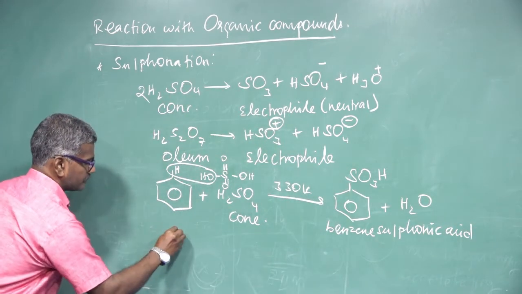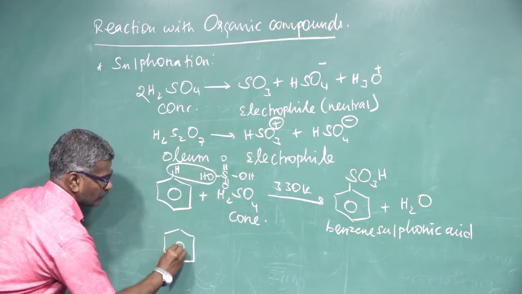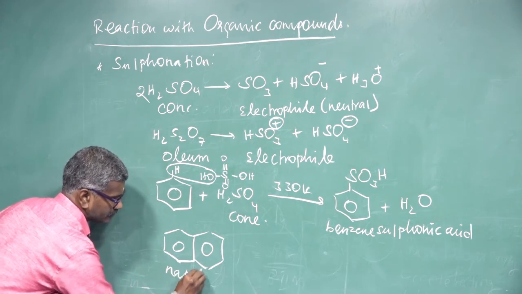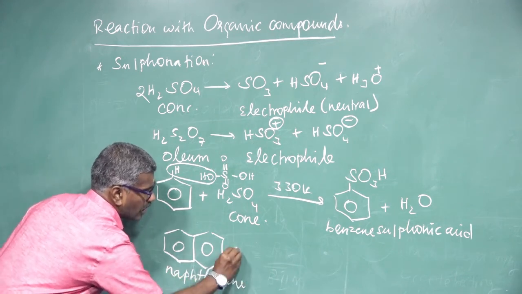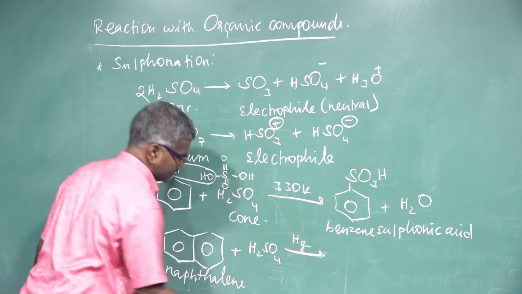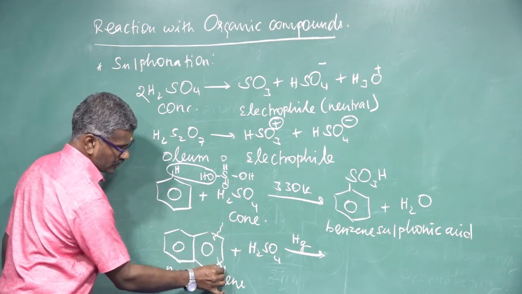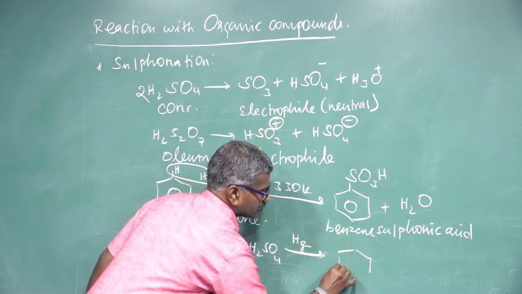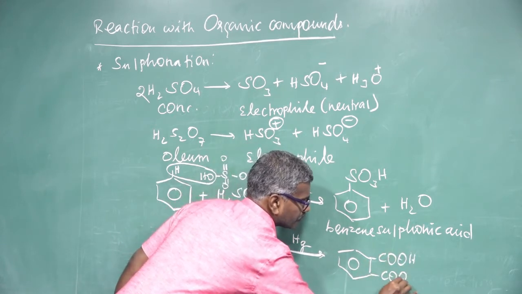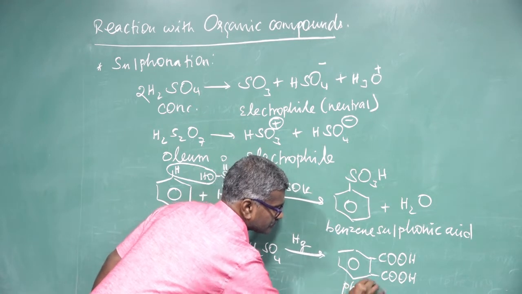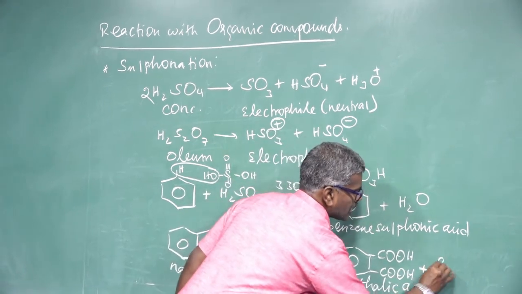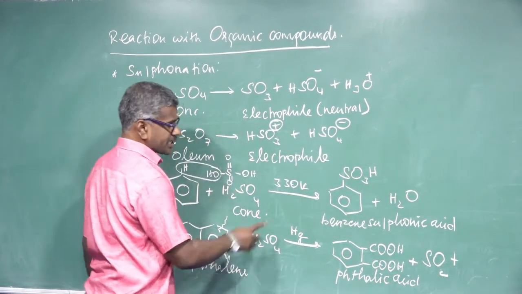Another compound, naphthalene. It reacts with sulfuric acid in the presence of mercury as a catalyst. The bond undergoes breaking, forming phthalic acid. The side product is SO2. Sulfuric acid produces SO2.